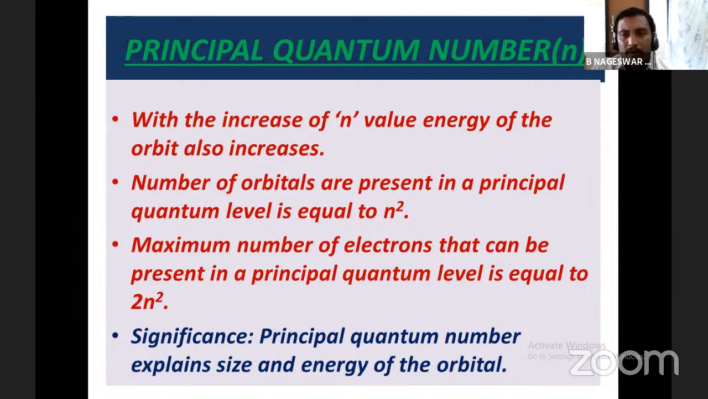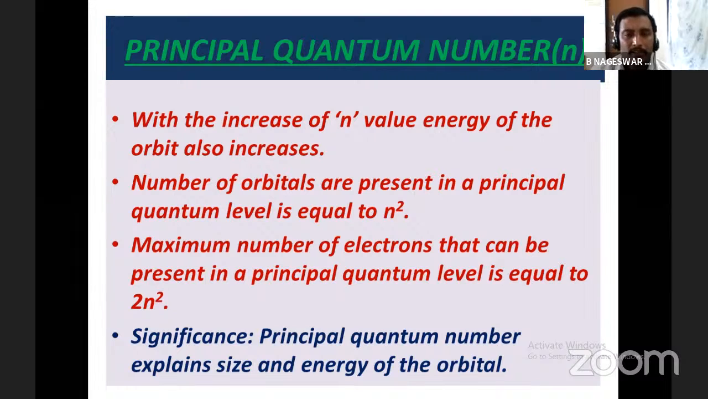Suppose that we are taking principal quantum level 1. That means first shell we are taking. How many electrons are present in the first shell? To understand this easily, 2n square. 2 into 1 square is equal to 2. That means in the case of first shell or first orbit, we have only 2 electrons.